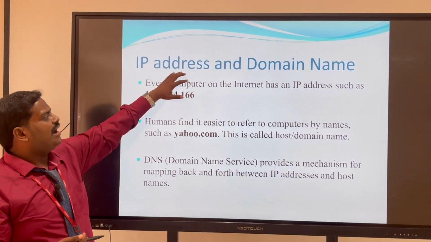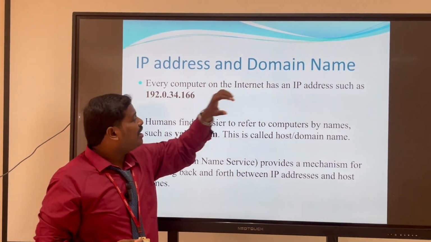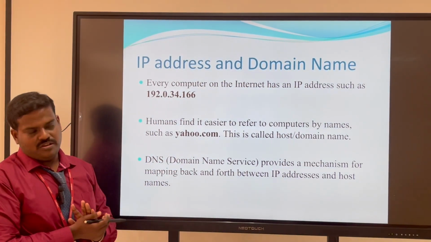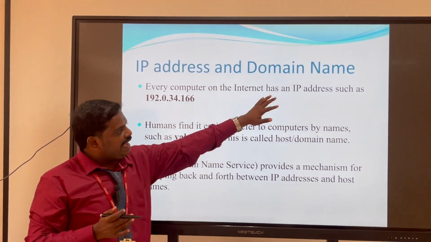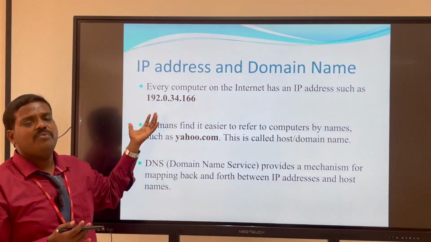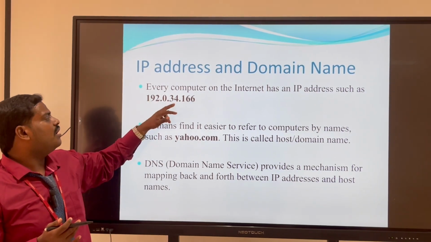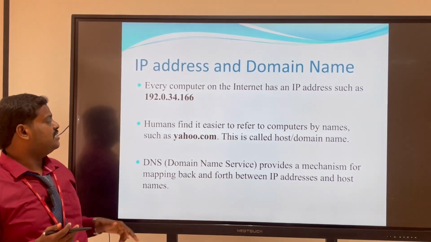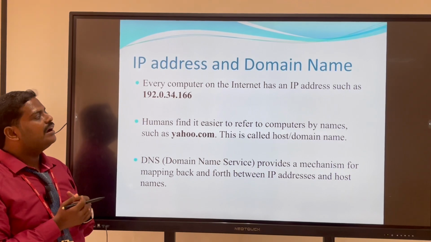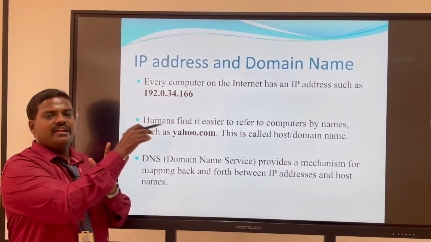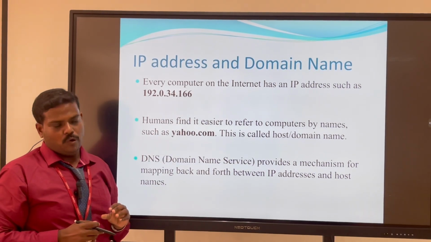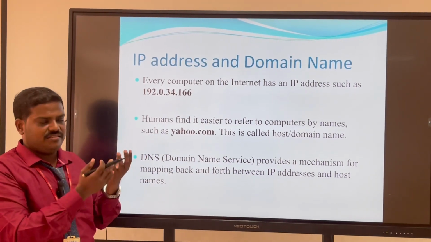IP addresses and domain names. So what is very important is the IP address. Every computer on the internet has its own IP address, such as in this example, 92.0.34.166. That is a basic address I am considering as an example. Without an IP address we cannot reach a particular node. A node is nothing but a system, as I am considering it.